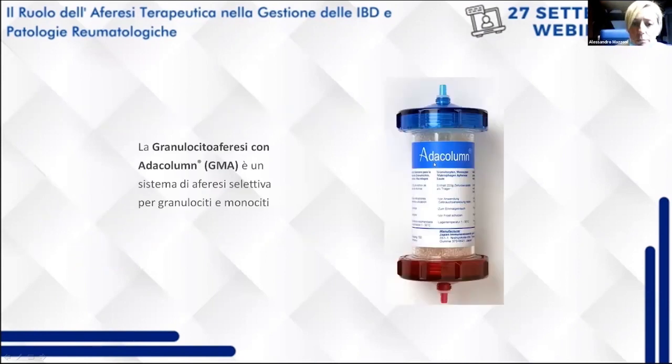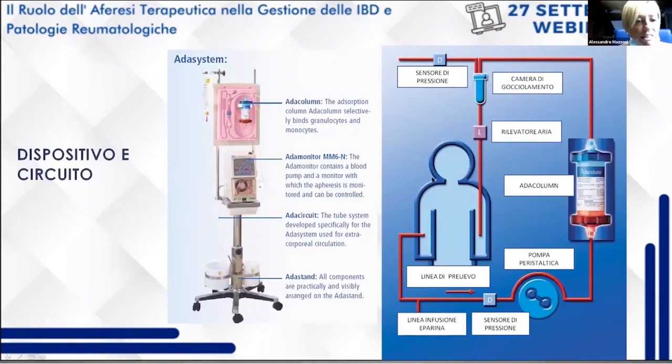So, as you have understood, with the Adacolum methodology it is possible to achieve the absorption of granulocytes and monocytes. What I am presenting to you on the left is the device that is used. It consists of the essential element, the Adacolum, and a simple circuit.